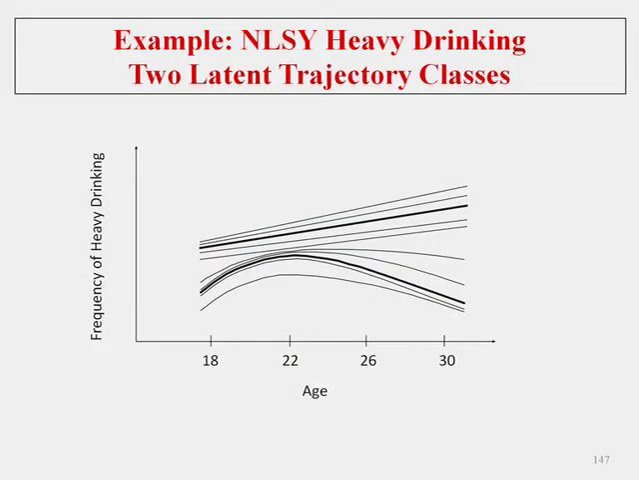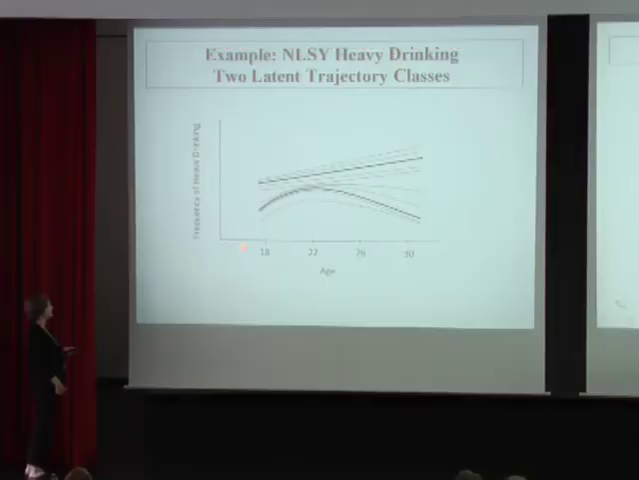So you could hypothesize that with heavy drinking you would have two classes. Here, this is the frequency of heavy drinking on the y-axis and age on the x-axis, or the time in our growth model. So one could hypothesize that there are people who start drinking around 18, not too high, get a little higher as they're into their early 20s or so, and then decrease in their heavy drinking by the time they're around 30.